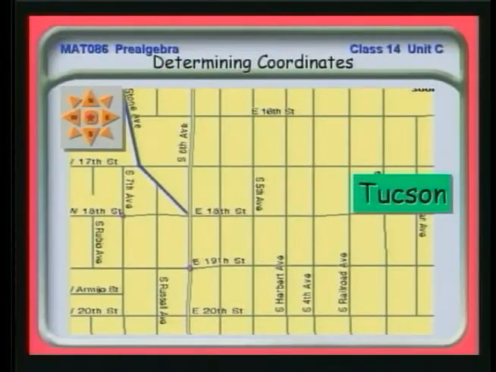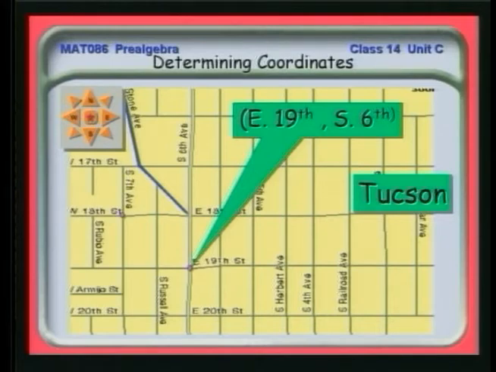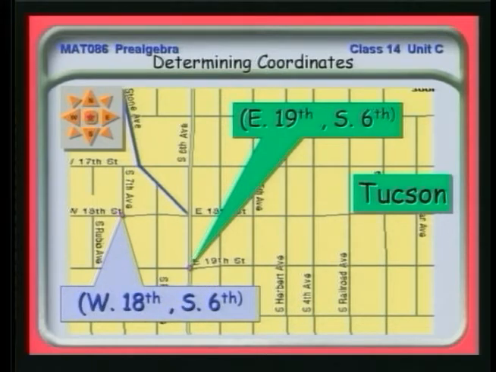Let's look at how this grid-like system works. This is another section of Tucson, and for example, I could say I'm standing on a corner here of East 19th and South 6th. If I told you that, you could visualize the grid and go exactly to that street corner by using those numbers. I could also tell you there's West 18th and South 6th. I can determine points on that grid by numbers.